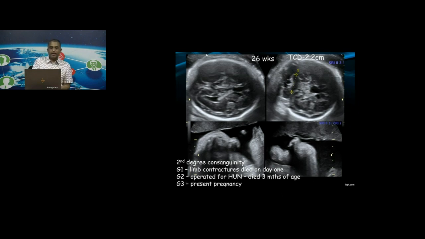So 26 weeks, again classical lissencephaly that you see here, but in addition, you have the posterior fossa, which is throwing out a finding, and that is a small cerebellum. You also have that cerebellar hypoplasia. You also have contractures in both the upper limbs. You can see the wrist there, you can see the flexion of the wrist, and you can see the extension of the metacarpophalangeal joints.